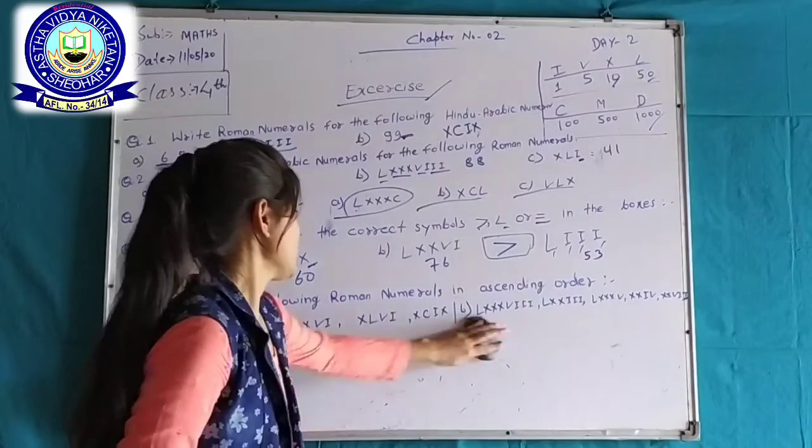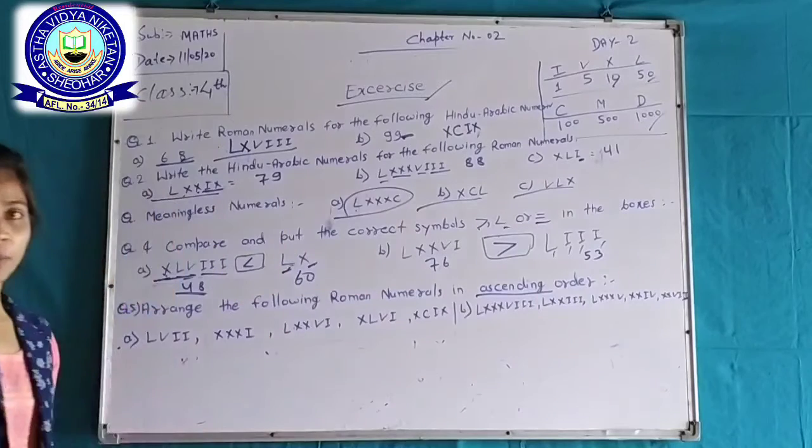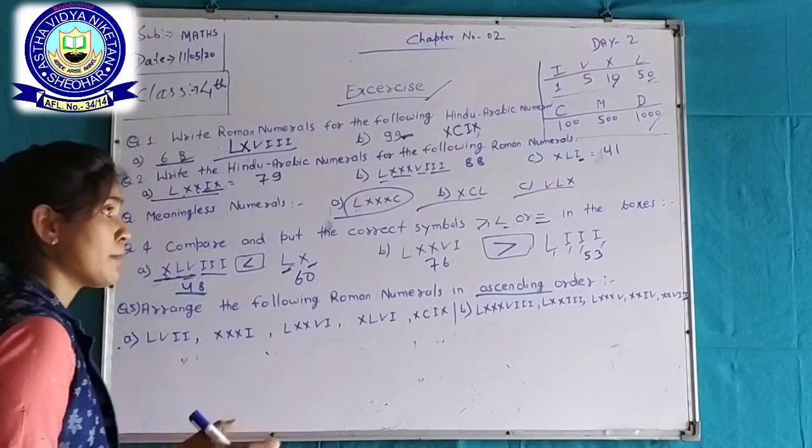And here is your next question. Write the Roman numerals in ascending order. In ascending order, first of all, we have to write the number which is smaller.